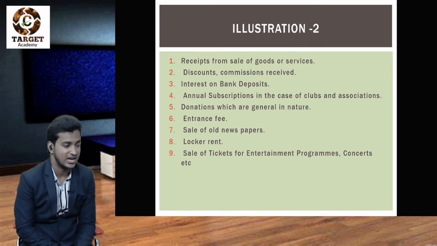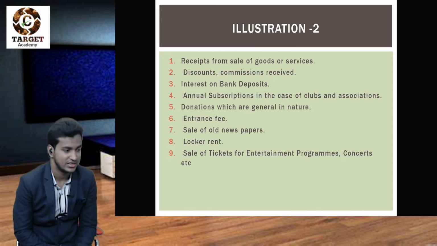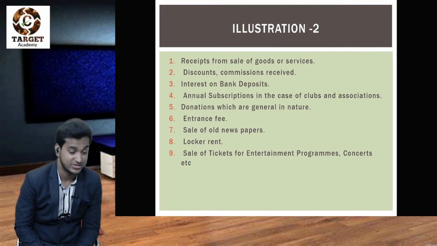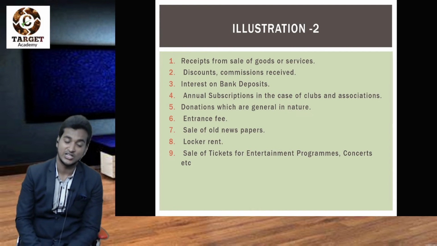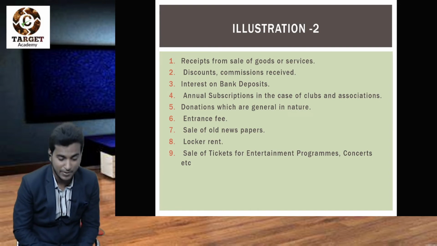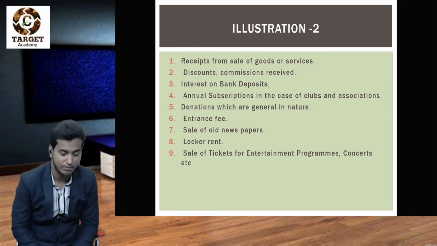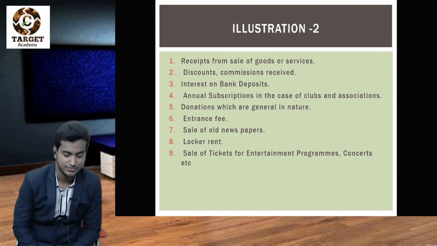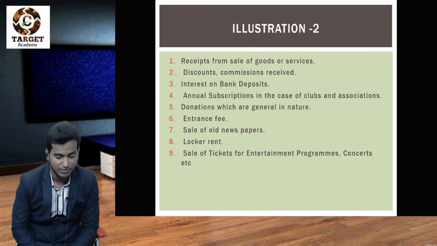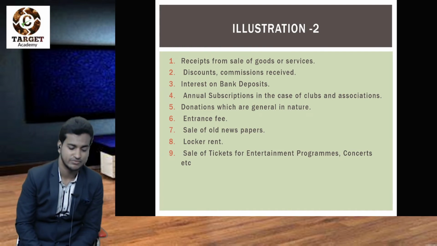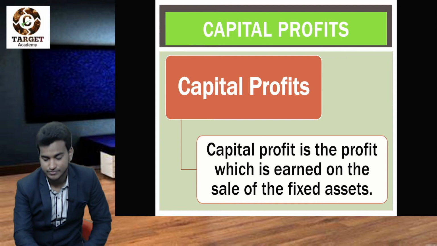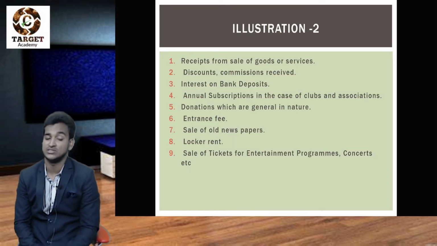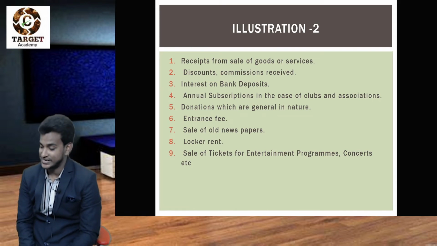Next one, sale of old newspaper. That means while selling the asset, we will receive some money. That is also revenue nature, not capital. That is normal activity. Newspapers. Local rent revenue. Sale of tickets for entertainment programs, revenue nature. Please note this example and write all the questions' answer is the same. Revenue receipts.